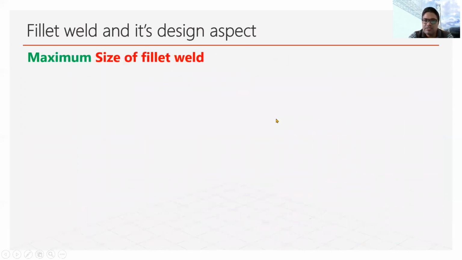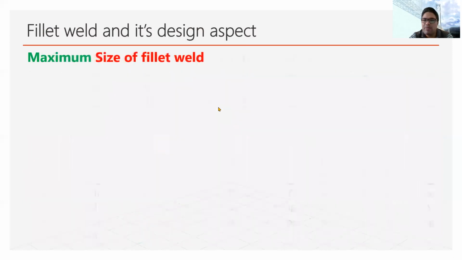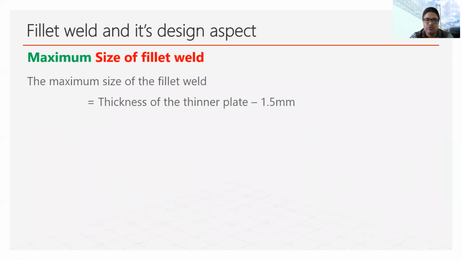Previously we have seen the minimum size of the fillet weld, which means we should not take a size of weld less than 3 mm, or in the second case, less than 5 mm. Now there is also a limit on the maximum size of fillet weld. So how do we calculate the maximum size of fillet weld? It says the maximum size of fillet weld is the thickness of the thinner plate minus 1.5 mm.